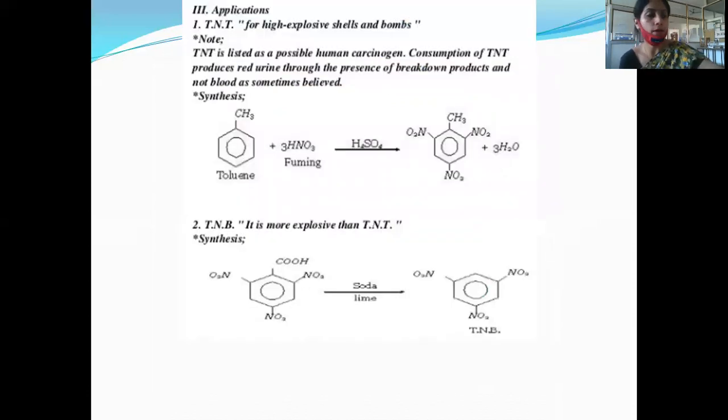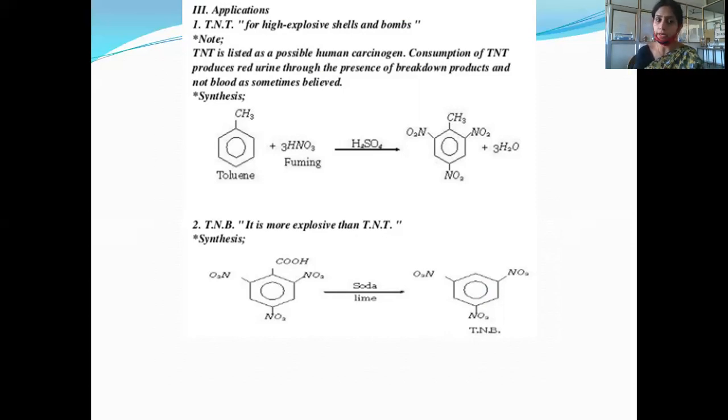Now comes a very important part, that is applications. Nitro compounds are used. The most common nitro compound is TNT, that is trinitrotoluene, which is used as an explosive in bombs, and it is one of the potential human carcinogens. It is a cancer causing compound, and if this TNT is consumed, then it produces red urine. Why? Because it creates a lot of breakdown products, and it is very dangerous also.